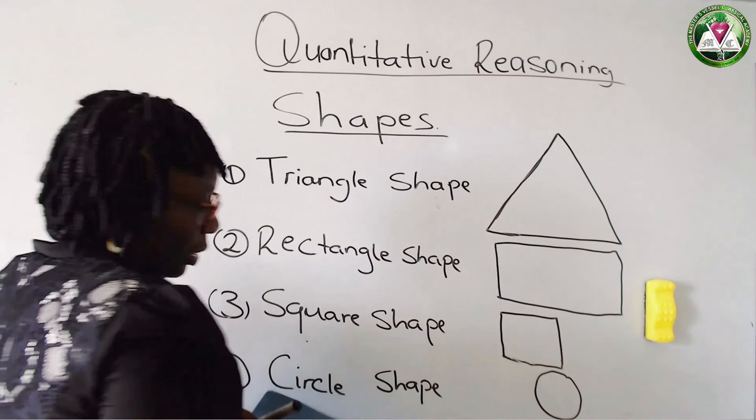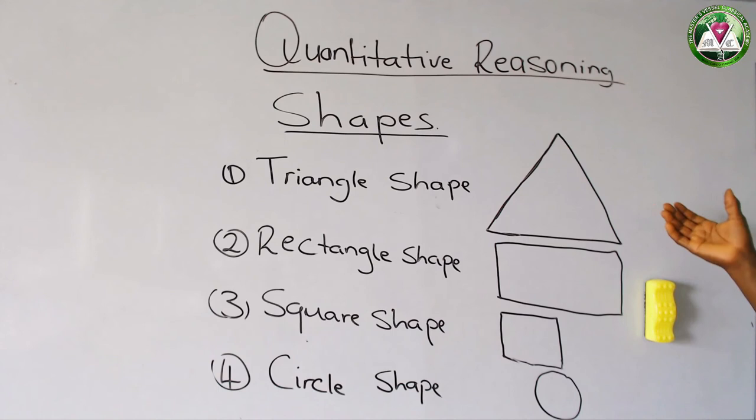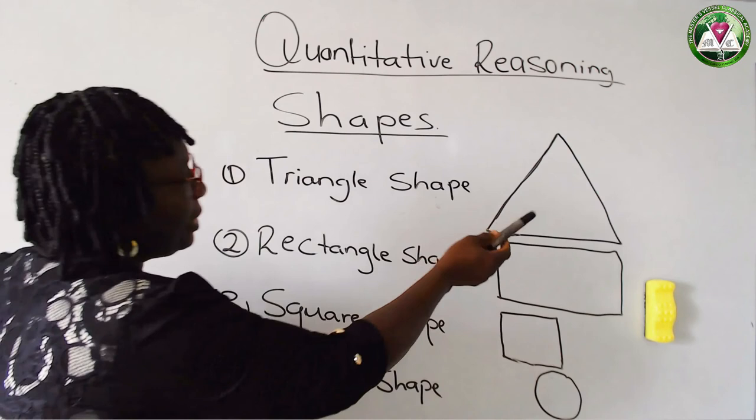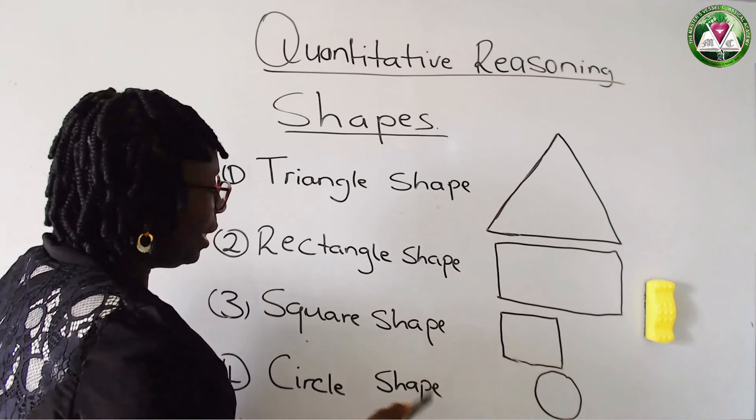Now, children, look up on the board and you see the shapes. The first one here is triangle. The second one is rectangle. The third one is square shape. And the last one is circle shape. That will now move us to our assignment.